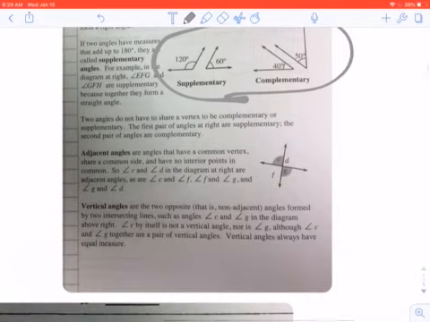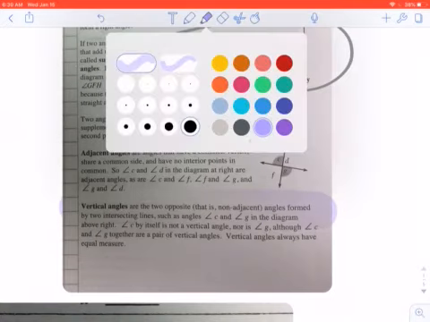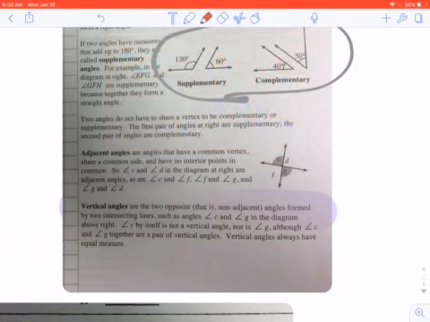Then, at the bottom, we're talking about adjacent and vertical angles. So here in this picture, C and G are across from each other in this intersection, and they are called vertical angles because they are across from each other. Here's the key. Vertical angles are opposite angles that form 2 intersecting lines. Okay? They are equal. So the last sentence here, where it says vertical angles always have equal measure, that's important to remember. So if they're across from each other in this intersection, they're equal to each other.